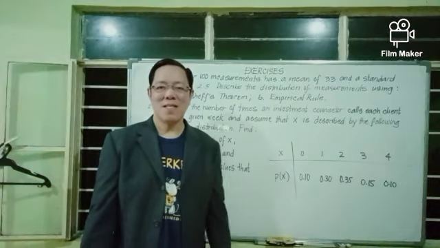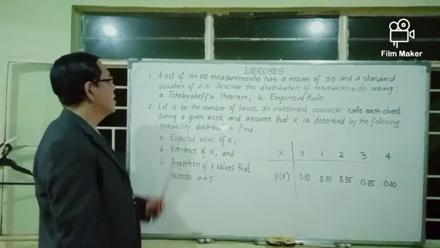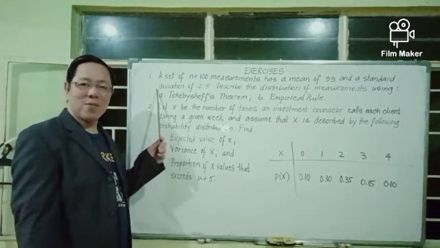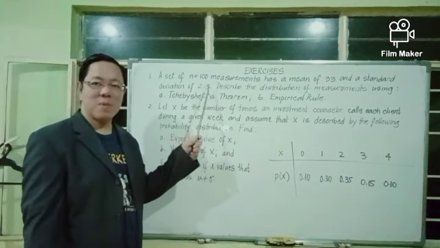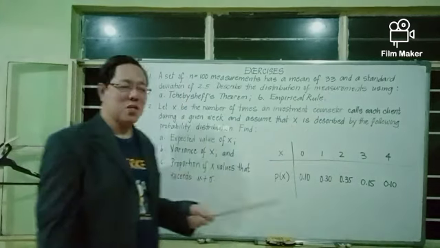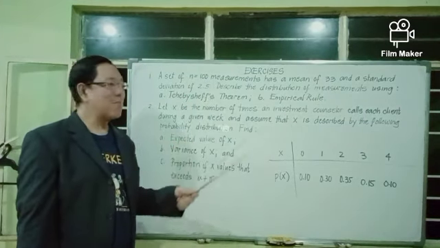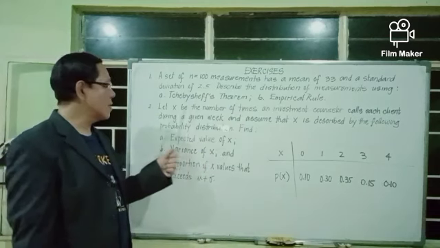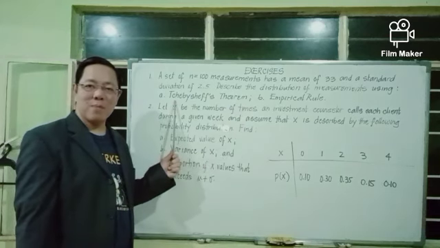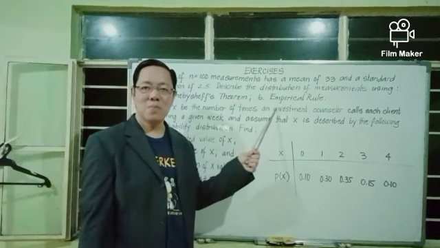For your practice and assignment, please try the following exercises. Number 1, a set of n equals 100 measurements has a mean of 33 and a standard deviation of 2.5. Describe the distribution of measurements using A. Chebyshev's theorem, and B. the empirical rule.